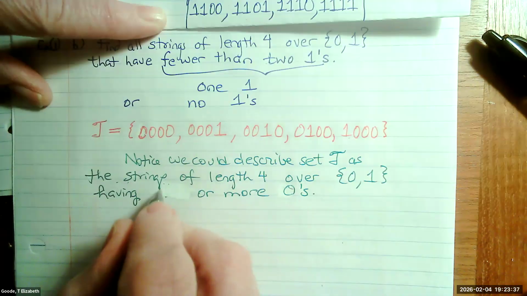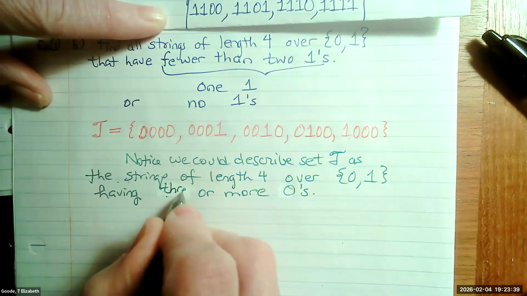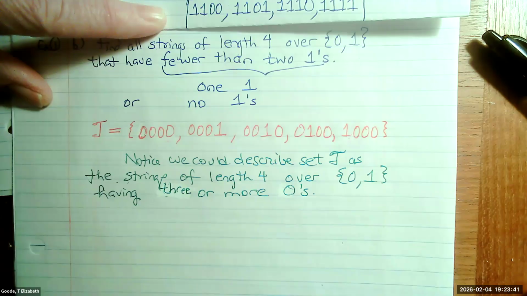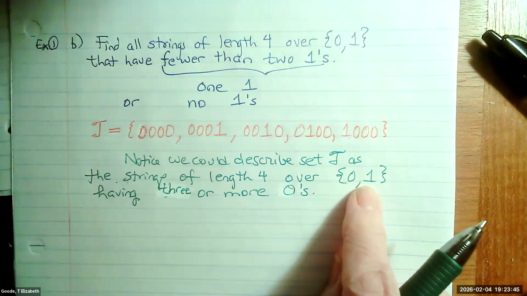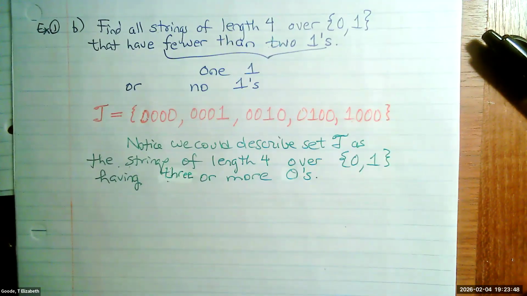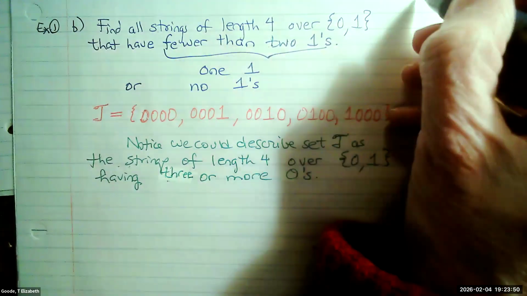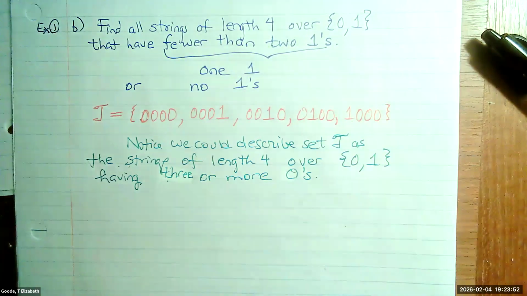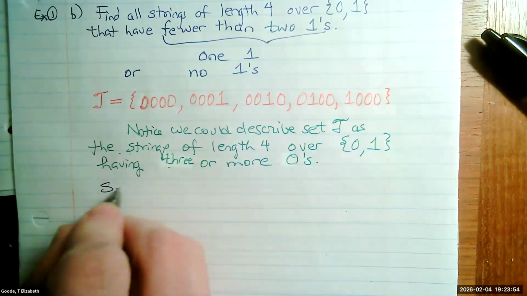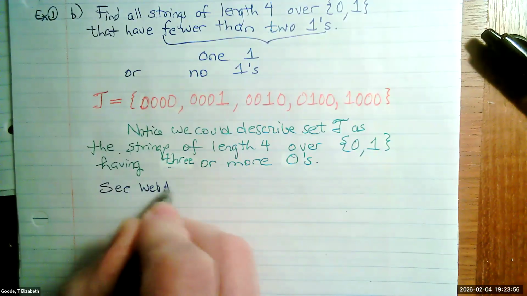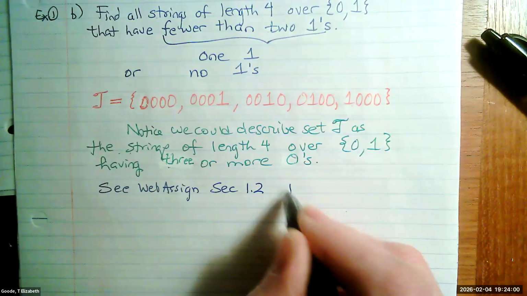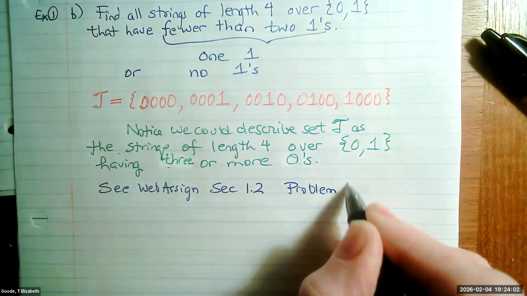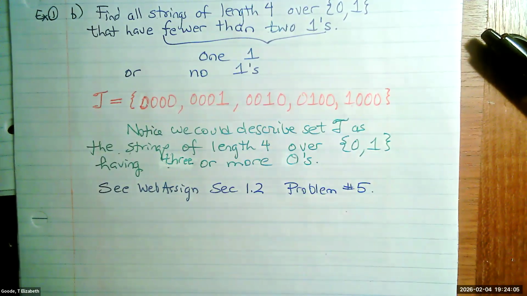Yes, it does. So I think one of the WebAssign problems is about strings over an alphabet. Yeah, that's the last one on the homework, problem 5. I think so. In WebAssign, you can see the WebAssign for section 1.2, problem number 5. I think there are only 5 problems, so it is the last one.